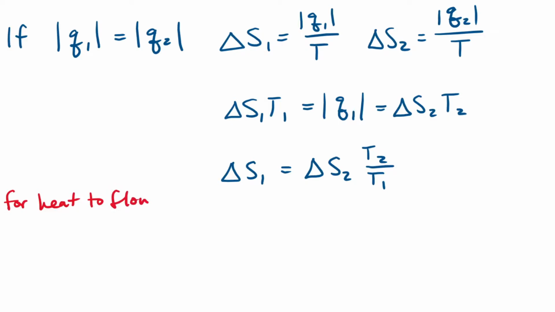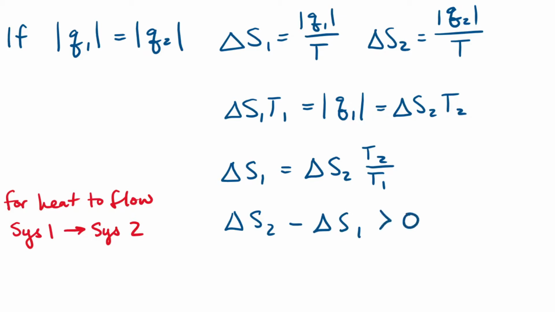So let's say that we want the heat to flow from system 1 into system 2. Then the change in entropy of system 2 minus the change of entropy in system 1 has to be greater than 0 for this process to go from reactants to products, or from initial state to end state. We have to say it's the end state minus the initial state, and the change in entropy for the total process has to be greater than 0.